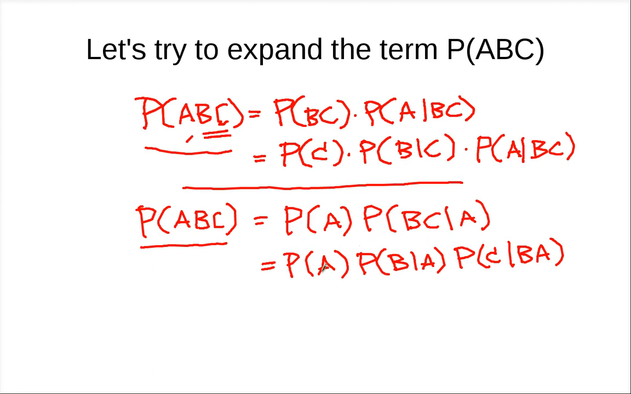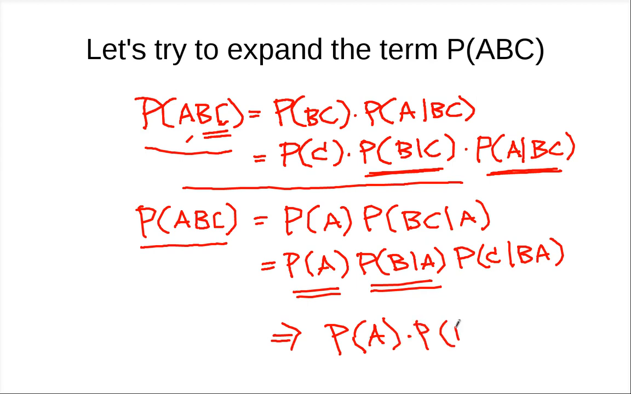This should give you the idea that if you try to match these, the probability of B given A should be equal to the probability of B given C, and the probability of A should be equal to the probability of A given B and C. They all have to be equal so that you can factor this out. You want all the terms to be equal to P of A times P of B times P of C. So this is not the definition, but just some practice on manipulation of probability terms.